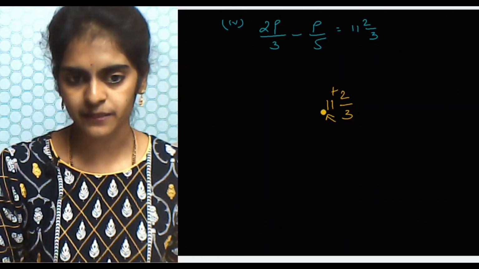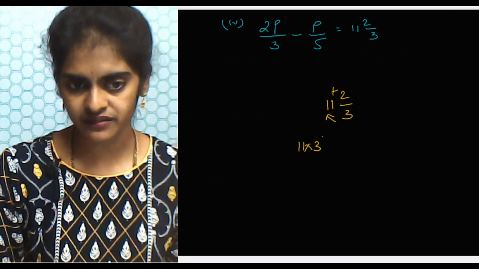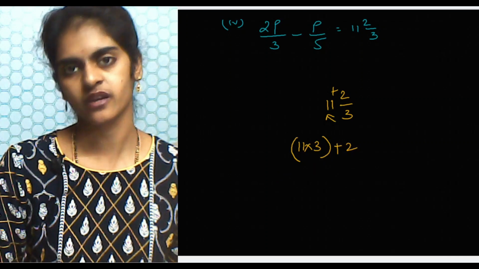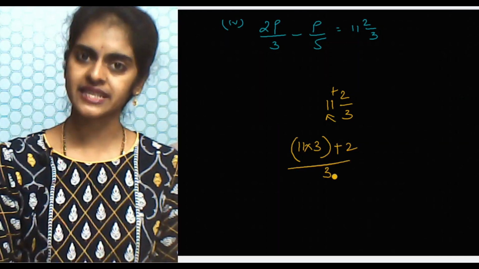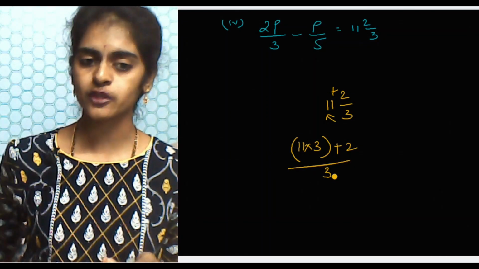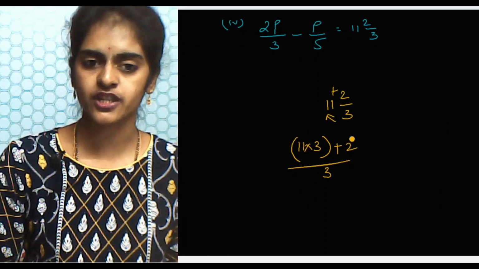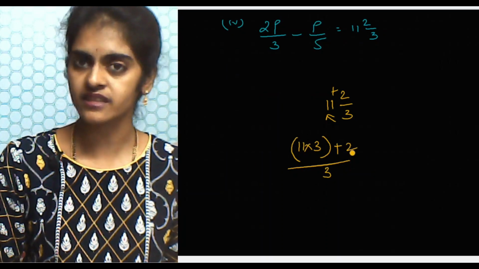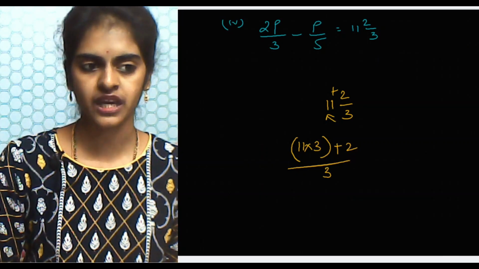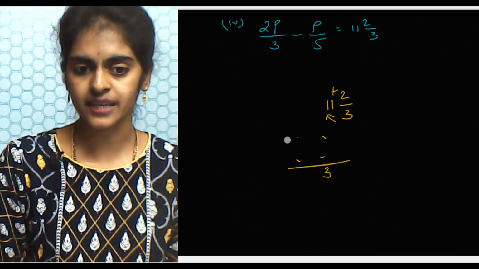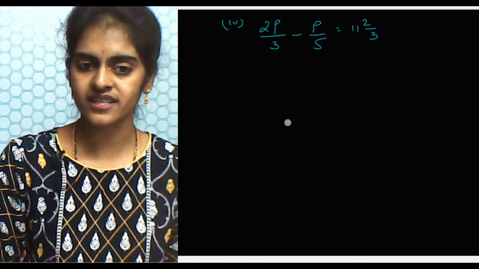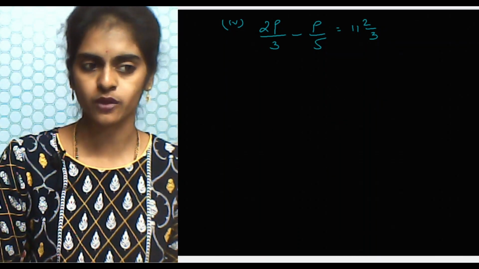So firstly you multiply 11 and 3, and you add 2 to this, divided by the denominator, which remains the same. So this is how you convert a mixed fraction to an improper fraction. So 11 3s are 33, plus 2 is 35. So this is 35 by 3. This is how you convert a mixed fraction into an improper fraction. So that is one extra step which we have to do in this problem.